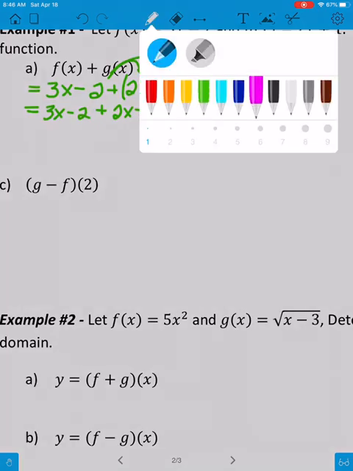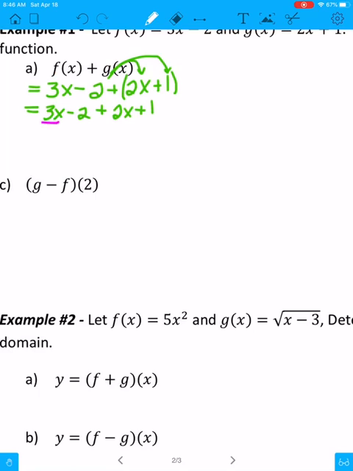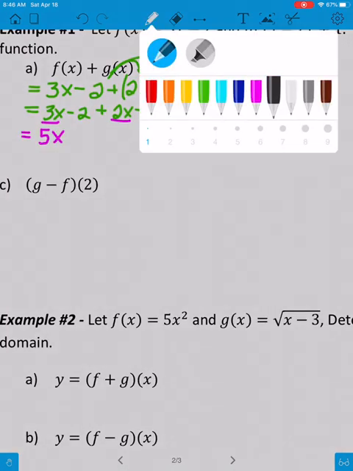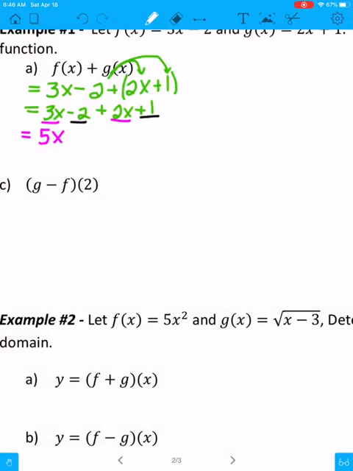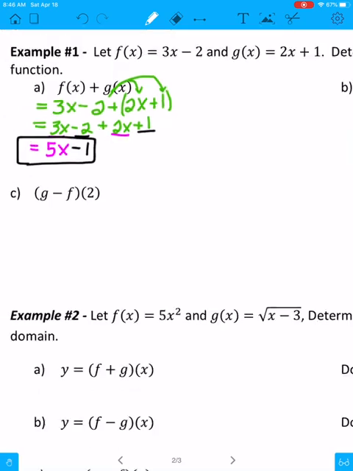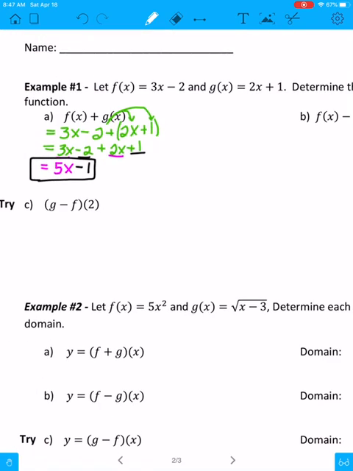So here we're going to collect like terms. I'm going to go 3x plus 2x, which is 5x. And then we're going to do negative 2 plus 1, which is negative 1. So this is our combined function, 5x minus 1. So if I take the equation f of x and I add g of x, I'm going to get a new equation, which is a line, 5x minus 1. So when I add two lines, I end up with a line. Isn't that cool? I know, you're enthralled, right?